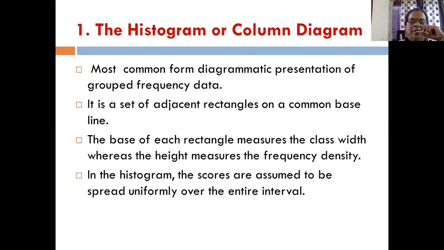If you have a frequency distribution table, we will be preparing the class intervals, then the corresponding frequency. In the last session, we saw how to prepare the frequency distribution table. Using that table, we can draw the histogram. It's a very simple technique. There is no rigorous type of drawing or calculation like that. Whatever classes are given, if you have a graph paper, you can draw it very easily. In the histogram, the scores are assumed to be spread uniformly over the entire interval.